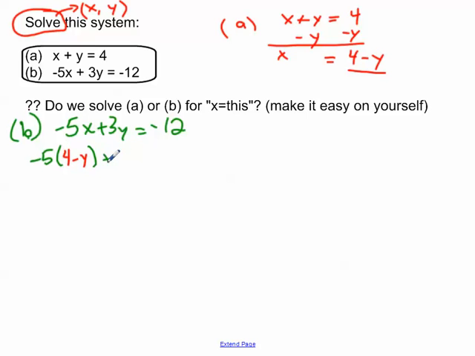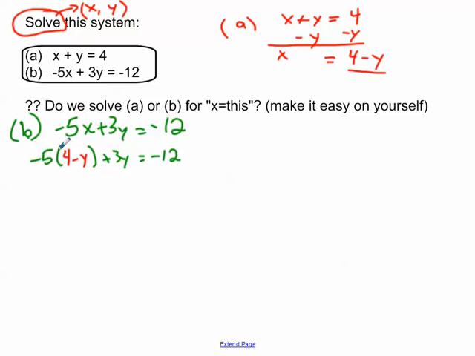And now we'll rewrite everything else, plus 3y equals negative 12. And now the only difference is x is now 4 minus y, because we've taken that definition of x from our A line and substituted it in. And now we've got an equation in the Christmassy colors of red and green that has just a y variable in it. There's no x's there, so now we can just solve for y.